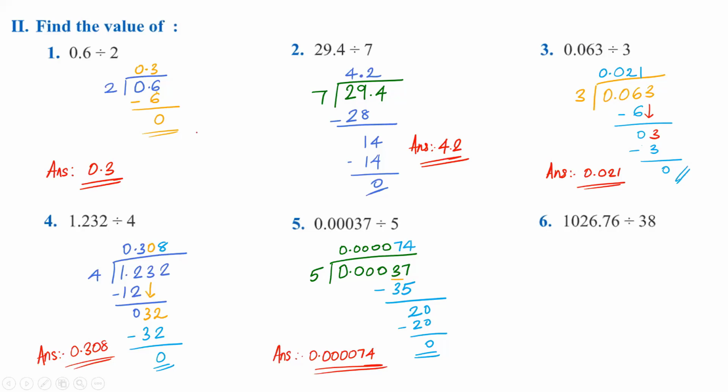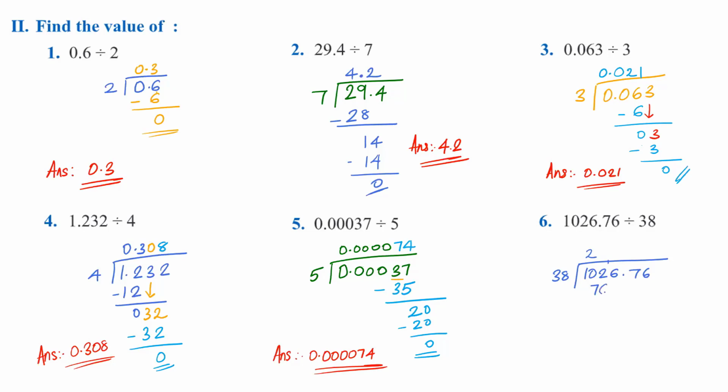Now do this question. 1026.76, I should divide it by 38. Now we can directly take 102. Up to 102 I can take. Now is 102 divisible? Yes. By how much can I divide? If I take 3, 38 into 3 will be 114, which is too much. So it is 2. Better to take 2. So if I take 2, how much will you get?